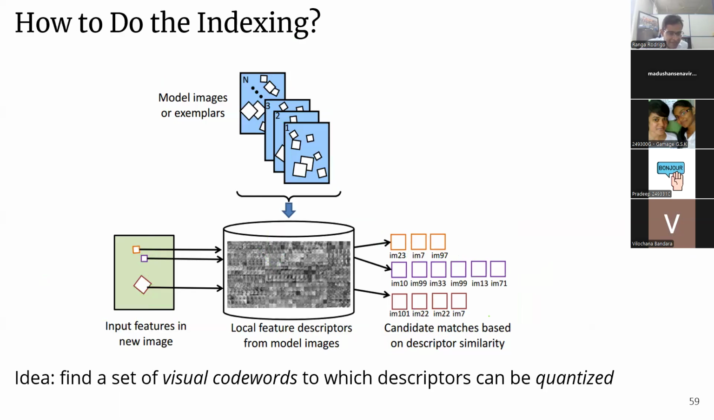So to do the indexing, we find visual code words, which are quantized descriptors, because a feature is a 120 dimensional one. You cannot have all possible features in the world. It's infinite. So you have to quantize them. So these kinds of things are done.